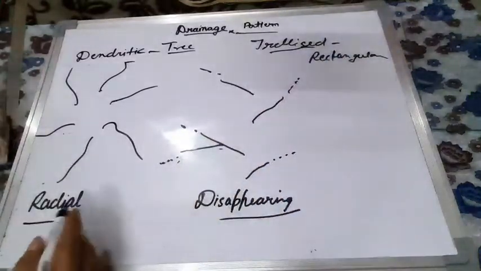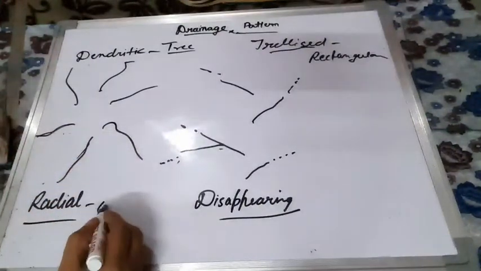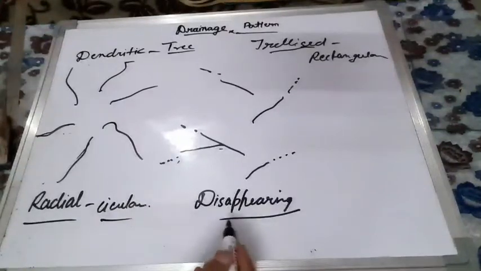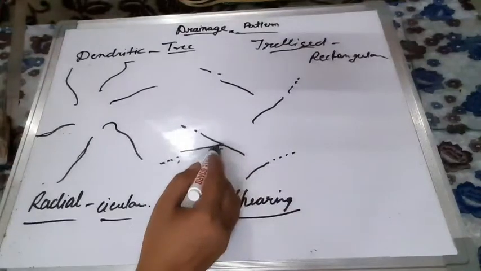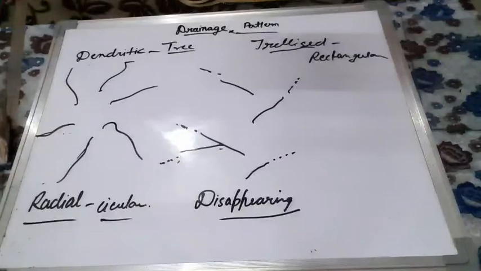And the next one is radial. They are like this, the circular one. And after that there is a disappearing stream. They go for a while, then there are dotted lines. So these are called drainage patterns that are asked in your question paper, especially in the topo sheet.